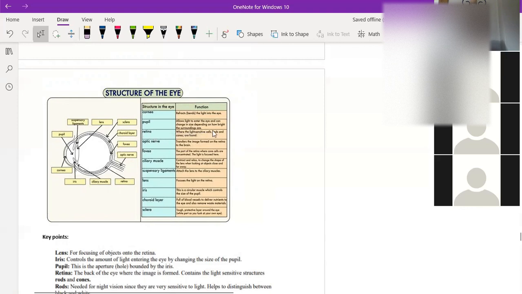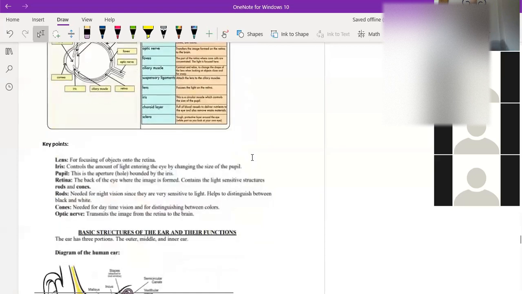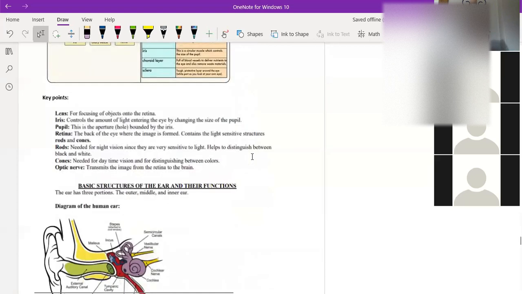I'll highlight this retina here as one important thing you should know: the rods and cones. Okay, so key points: the lens is for focusing objects on the retina. The iris controls the amount of light entering the eye by changing the size of the pupil. The pupil is the aperture bounded by the iris. The retina, the back of the eye where the image is formed, contains the light sensitive structures, the rods and cones.